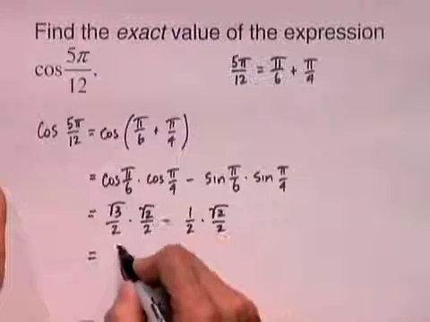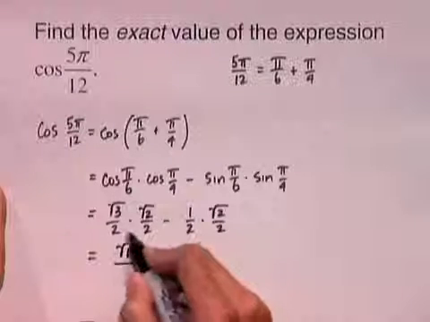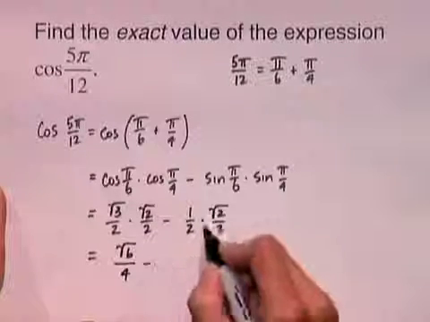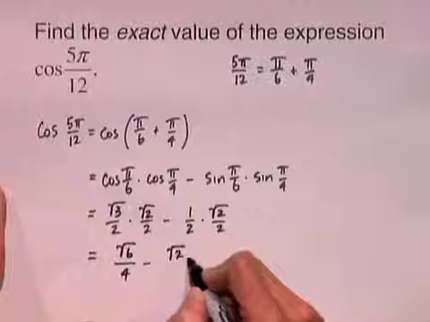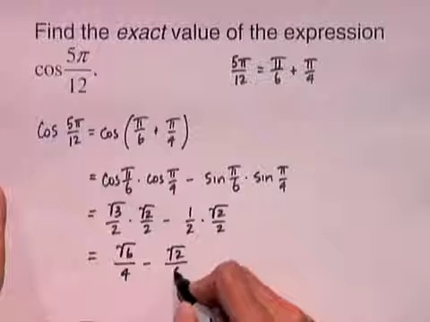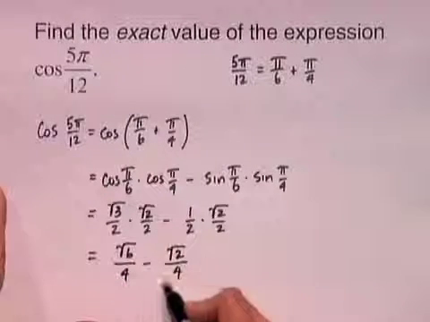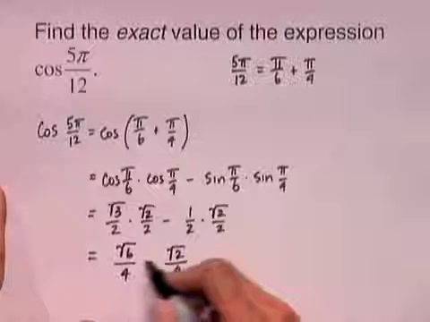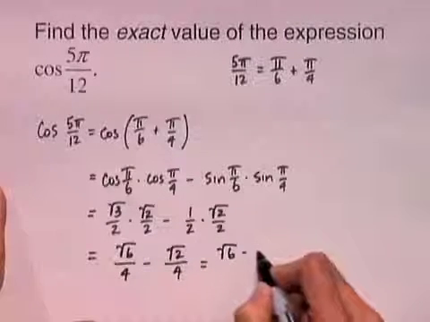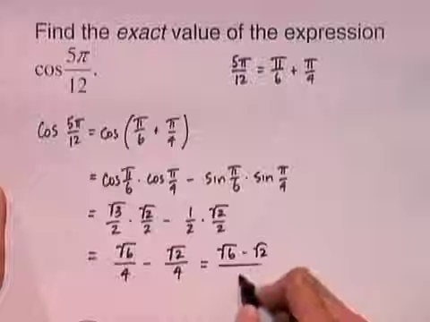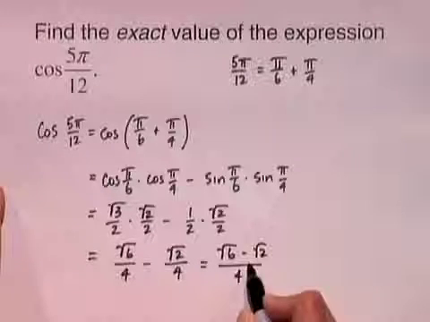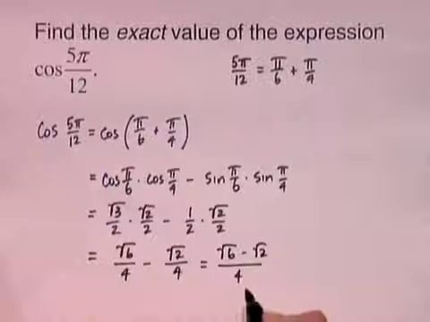Square root 3 times square root 2 is square root 6. 2 times 2 is 4. Minus 1 times the square root of 2, which is square root 2, over 2 times 2, which is 4. The fractions have the same denominator, so we'll subtract the numerators, or write them subtracted in any case, and get the square root 6 minus the square root of 2 all over 4.